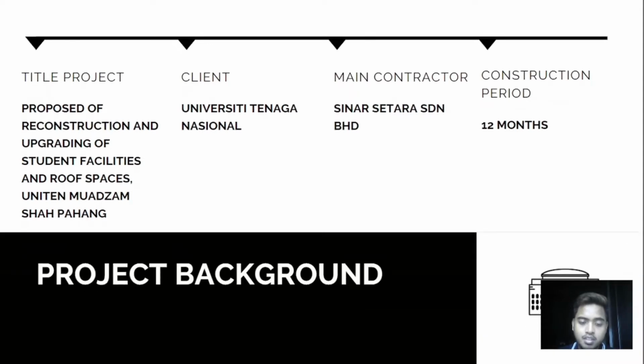Next is the project background. Title: proposed reconstruction and upgrading of student facilities and roof spaces at Unit 10 Muazzam Shah, Pahang. Client: Universiti Tenaga Nasional. The main contractor is Sinas Darus dan Berhad and the construction period is 12 months.